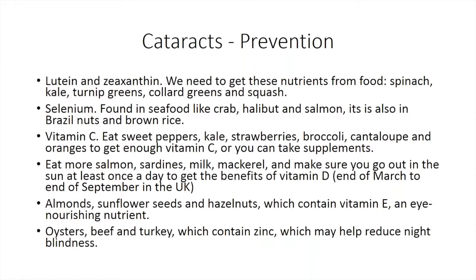We know that zinc is rich in oysters, and beef and turkey, again, animal products, and this might help reduce night blindness. Zinc is necessary for releasing vitamin A from the liver.